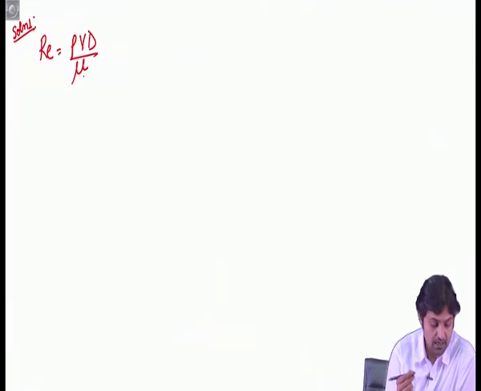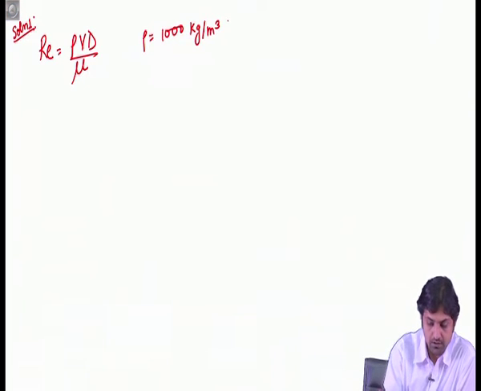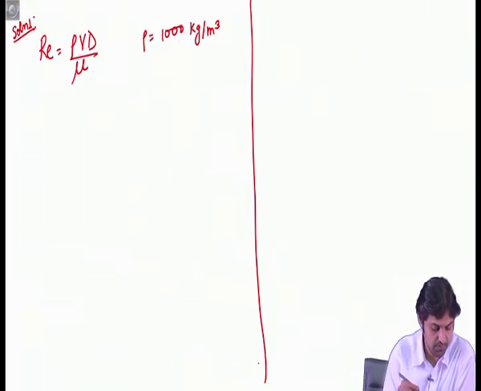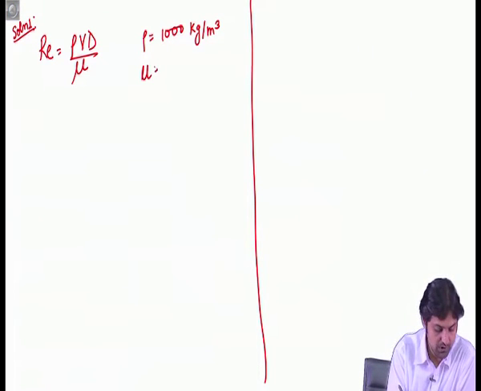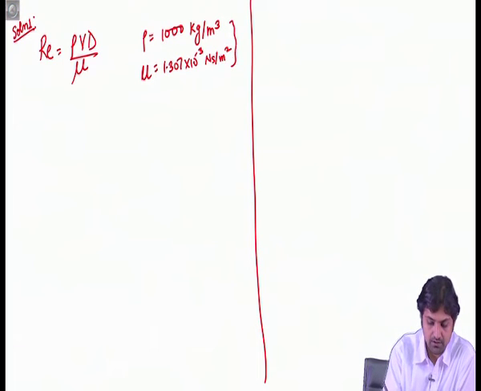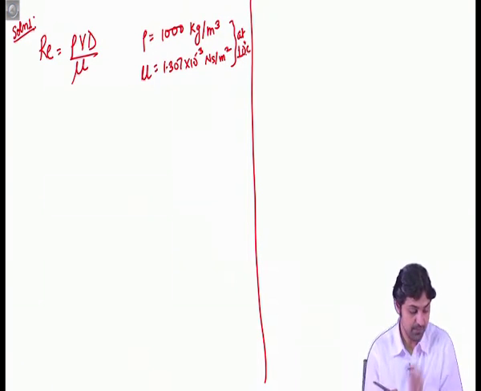So we know that Reynolds number is rho V d by mu. d is the diameter of the pipe, rho is 1000 kilogram per meter cube and mu is 1.307 into 10 to the power minus 3 Newton second per meter square at 10 degree centigrade.